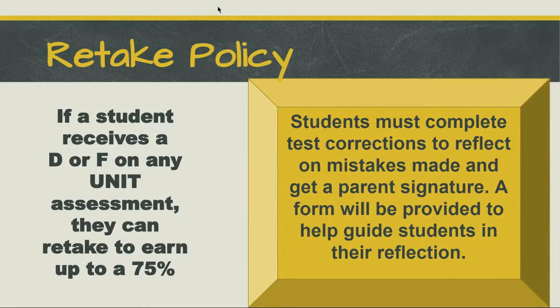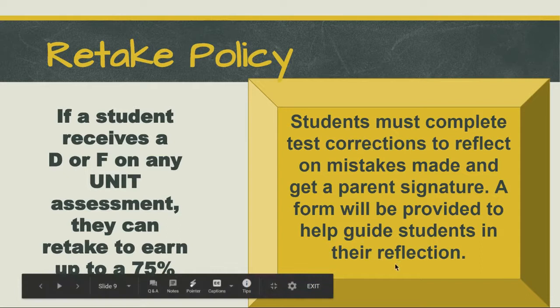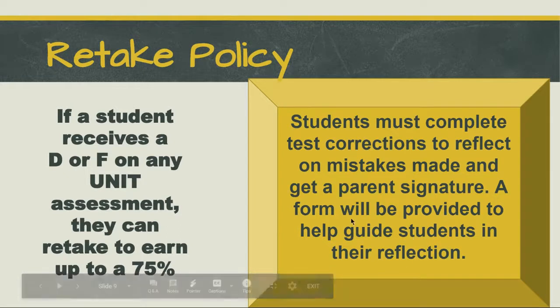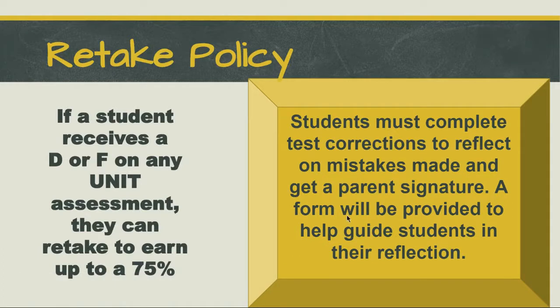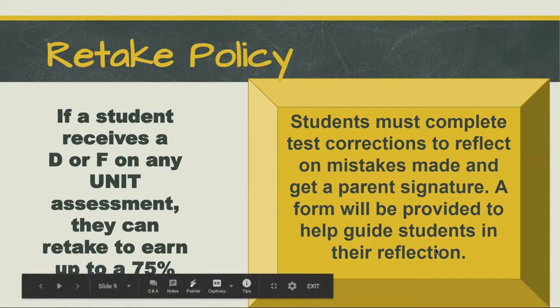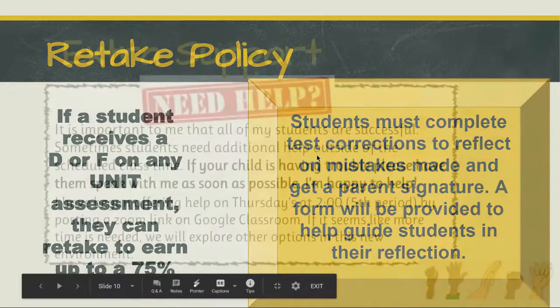If a student receives a D or an F on an assessment, they can retake it and earn up to a 75%. In order for students to have that opportunity, they must first complete test corrections in order to reflect on mistakes that they made and get a parent signature. A form will be provided to help guide the students in their reflection.